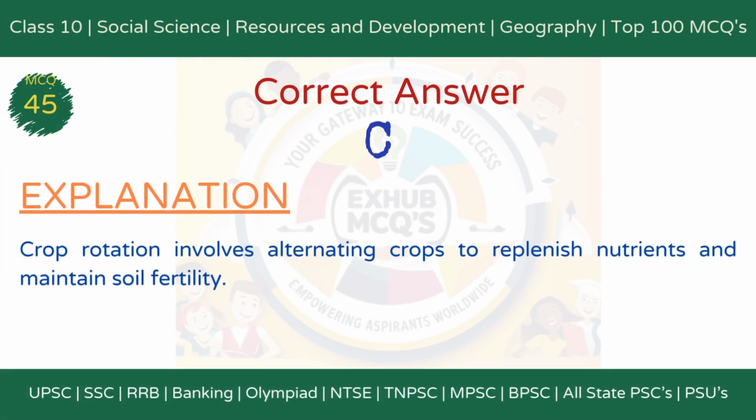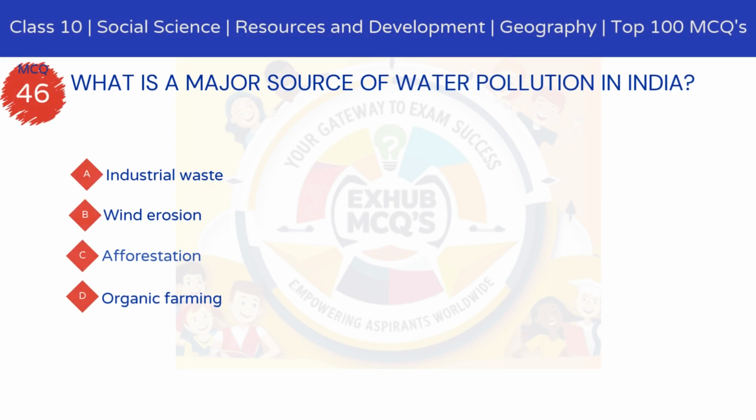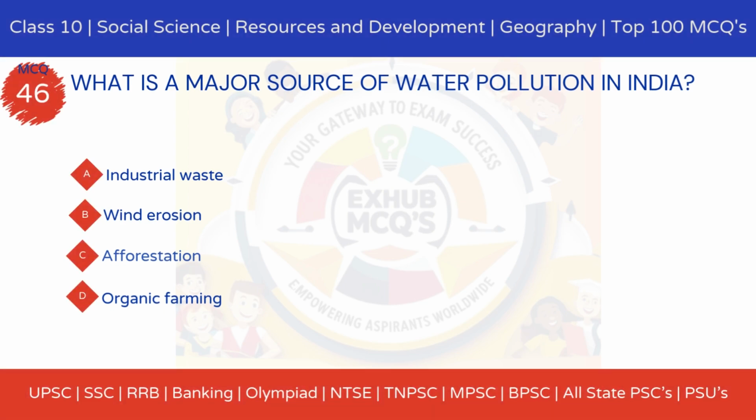The correct answer is option C, crop rotation. Crop rotation involves alternating crops to replenish nutrients and maintain soil fertility. MCQ 46. What is a major source of water pollution in India? Option A, industrial waste. Option B, wind erosion. Option C, afforestation. Option D, organic farming.